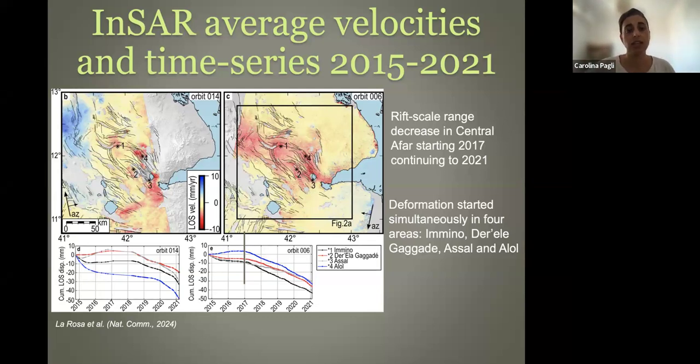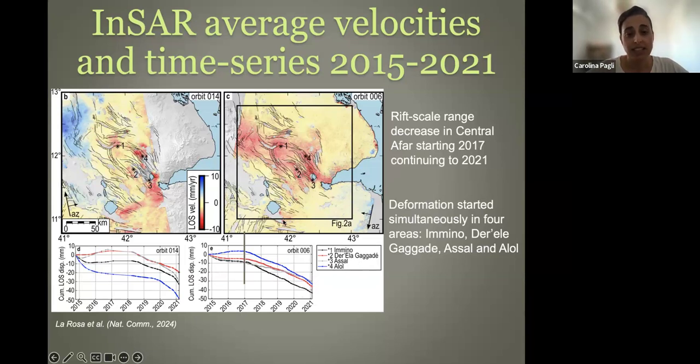So what can we see? We can see that, okay, there's uplift at these 4 locations, which corresponds to 4 grabens. Here, I give you the name, if you're interested. Imino 1, the Relegagade the 2, Assal, and Alol. And here in these plots, you can see the dynamic behavior in time, in the observational time. If you focus on these time series plots, it's better because there's better data. Here, there's a bit of a gap.